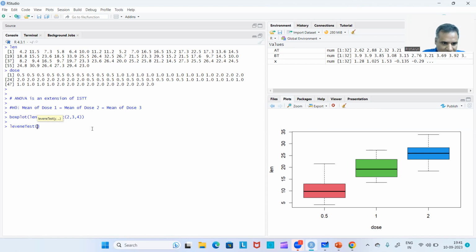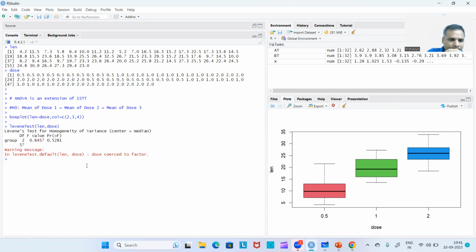Levene test: length depends upon dose. See, p value greater than 0.05 means variance is homogeneous across the groups. This p value should be greater than 0.05. Okay. Normality test satisfied. Homogeneity of variance test satisfied.